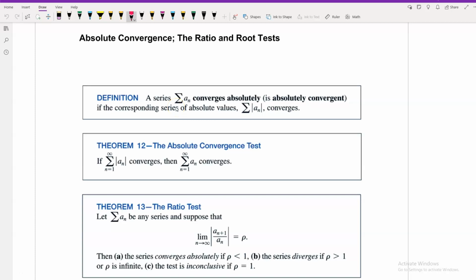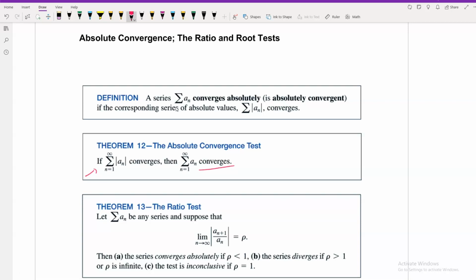In this section, we have absolute convergence, the ratio, and root test. Definition: a series sum of a_n converges absolutely, is absolutely convergent, if the corresponding series of absolute values, sum of absolute value of a_n, converges. Theorem 12, the absolute convergence test: if the sum of absolute value of a_n from n equals 1 to infinity converges, then what that means is the sum of a_n from 1 to infinity also converges.